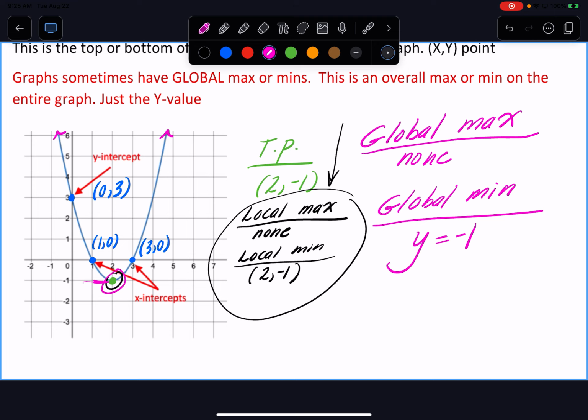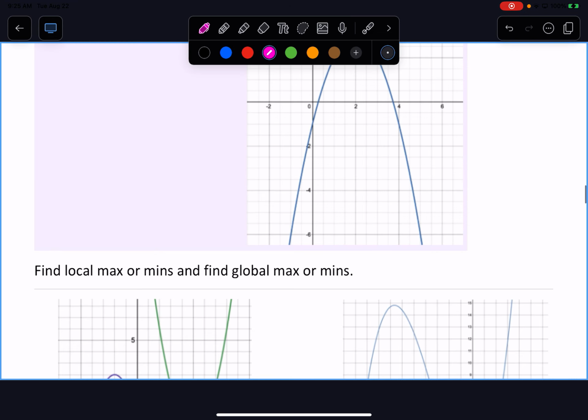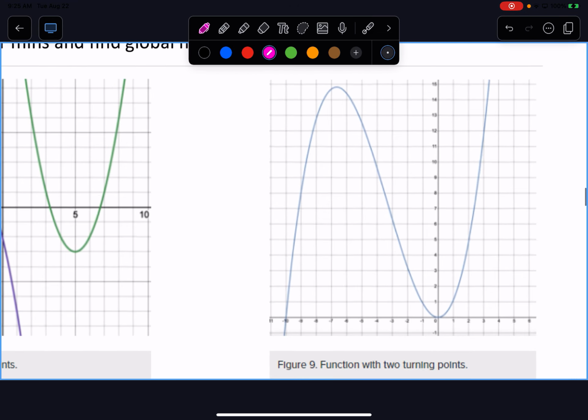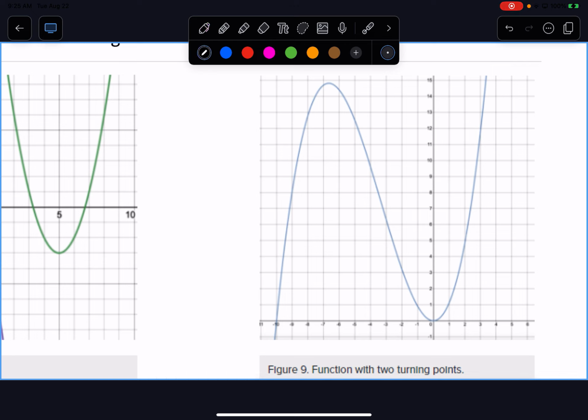Would the global max be just the x? No, global max is once again up and down, but it goes to infinity. If we wrote infinity, it's not that we're wrong, it's just not exactly a number, right? It's a place. Awesome. She makes a good point. Let's go look at an example where there's more than one turning point.